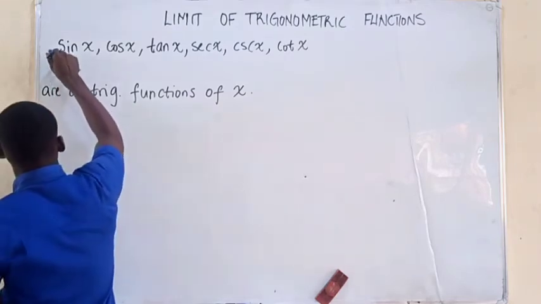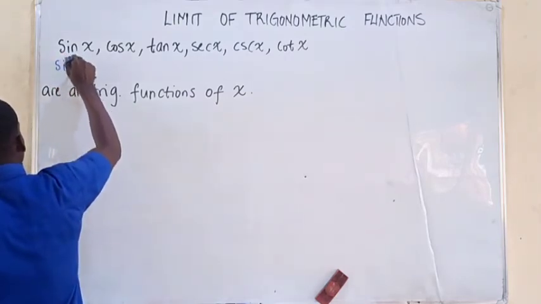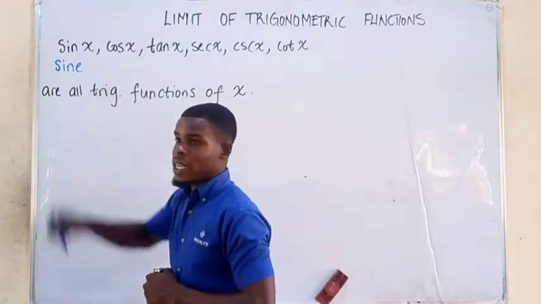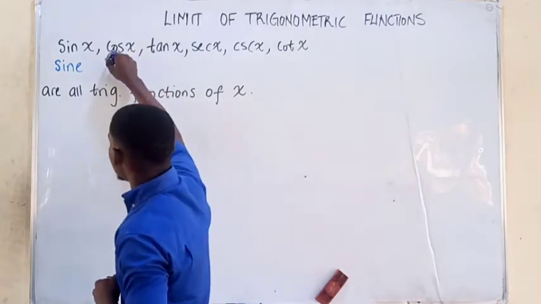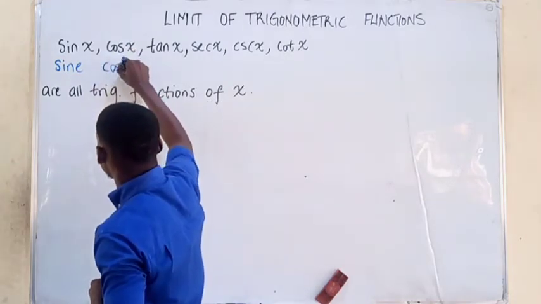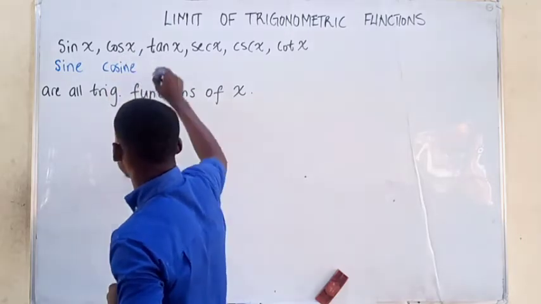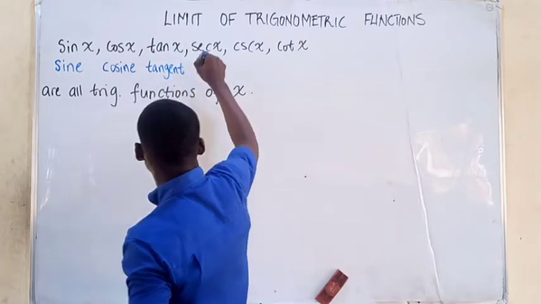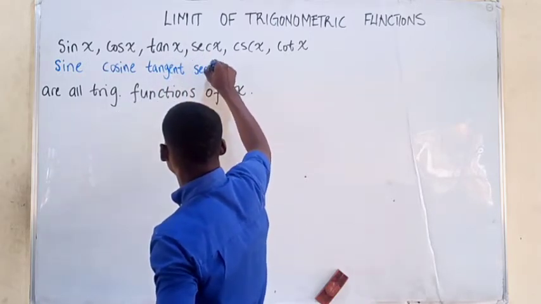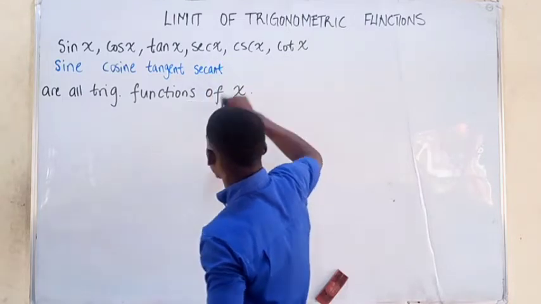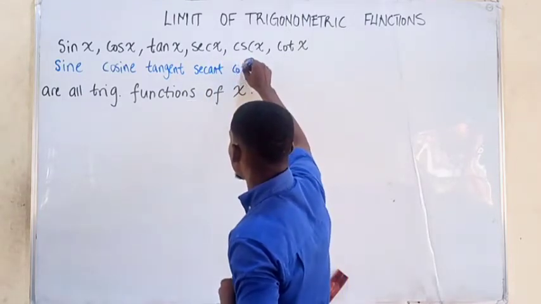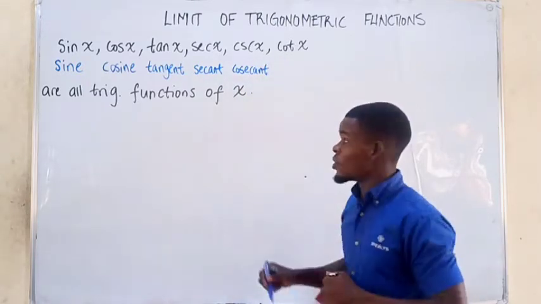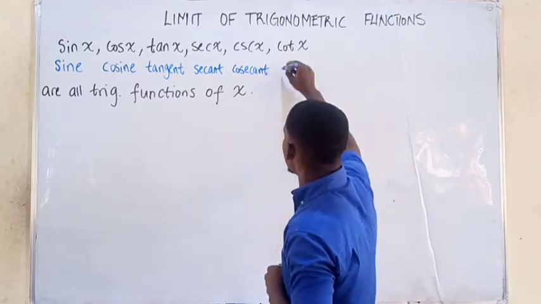This is sine. We're talking about sine of x. In short, we just write sin. And then this is cosine, the complement of sine, and then this is tangent. Then this is secant. Secant is actually 1 over cosine, and then this is cosecant. It's actually 1 over sine. And then this one right here is cotangent, that is 1 over tangent.